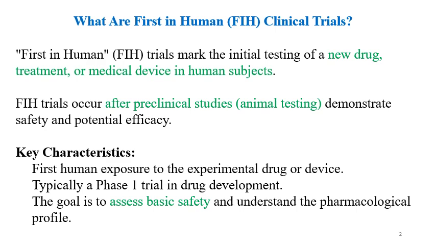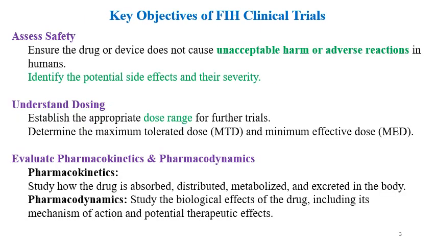Key characteristics of FIH trials are to understand the effect of molecules on the human subjects. The goal is to assess the basic safety and understand the pharmacological profile of the new drugs. Objectives are to assess the safety, to understand the dosing, and evaluate the pharmacokinetics and pharmacodynamics. Assessing the safety: these trials are performed to understand whether the molecules cause unacceptable harm or adverse reactions in humans or not, and to identify potential side effects and their severity.